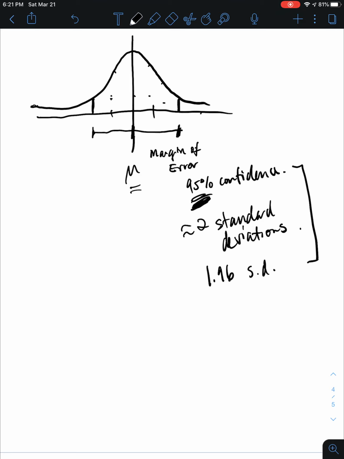This is the margin of error here. One more time, it is this distance here. The margin of error typically is actually about 1.96 standard deviations, very close to 2 standard deviations. Here is 1 standard deviation right here. And remember, we call this the SE. That is 1 standard deviation of the estimator.